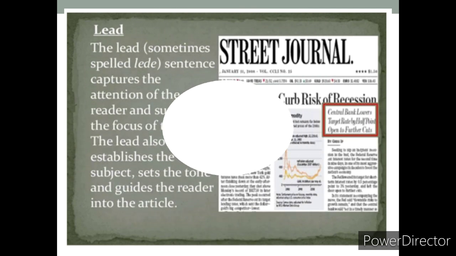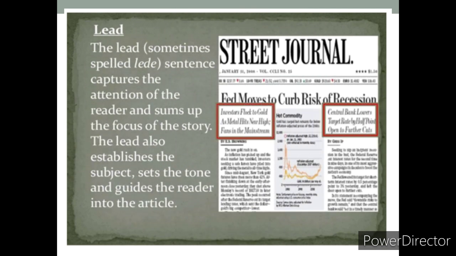Certain things to remember. The lead sentence captures the attention of the reader and sums up the focus of the story. The lead also establishes the subject, sets the tone and guides the reader into the article. So your leading sentence should be an attention grabber.